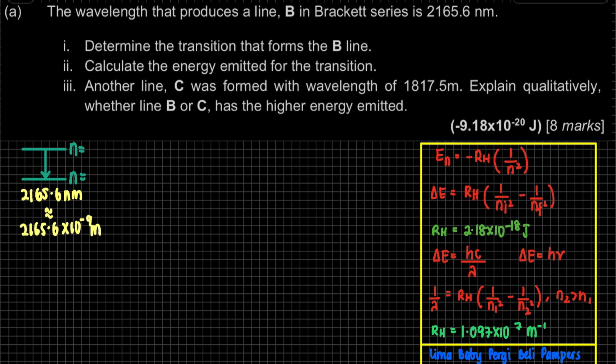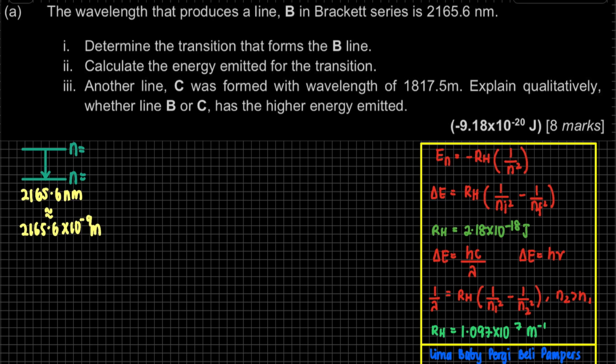But because we are concerned about the transition, from which n to which n, it is easier for us to use this formula, 1 over lambda. If you want to use the other one, you have to insert the value of wavelength, find delta E, then use the second formula. It's fine, you still get the same answer. But since we have the straight away one, we're going to use this. But for the transition that forms the B line, one of the values must be known. Cannot have both unknown.